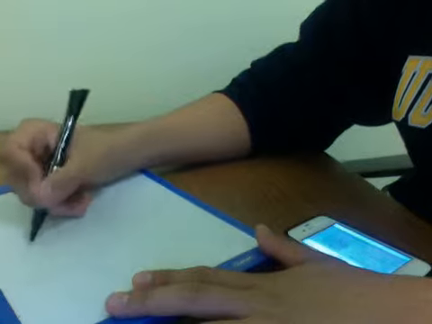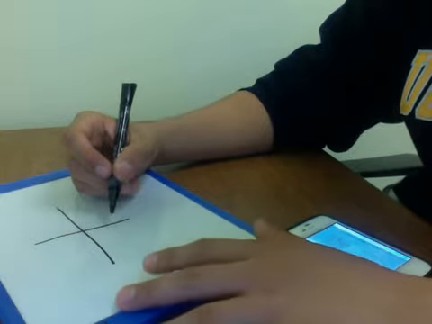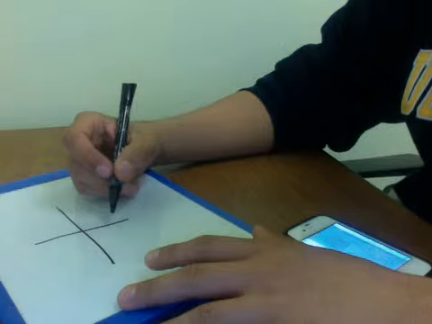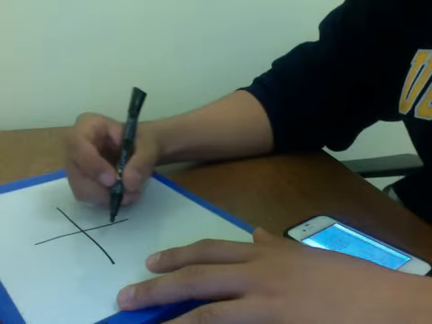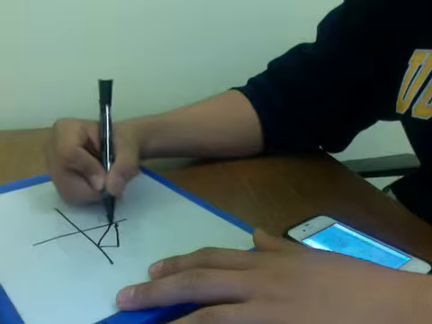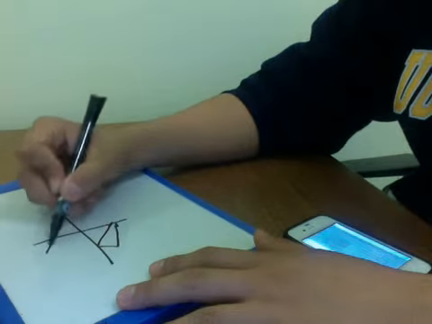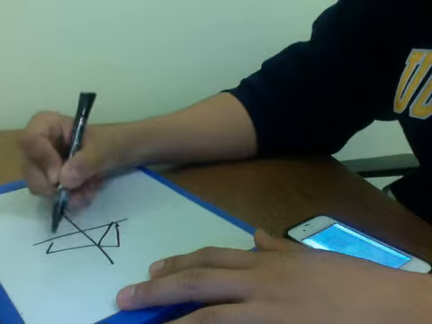Okay, for part D of the problem, it says, compare the coordinates of the image with the pre-image. Okay, so what does that mean? Well, you have your pre-image, and then you have your image.